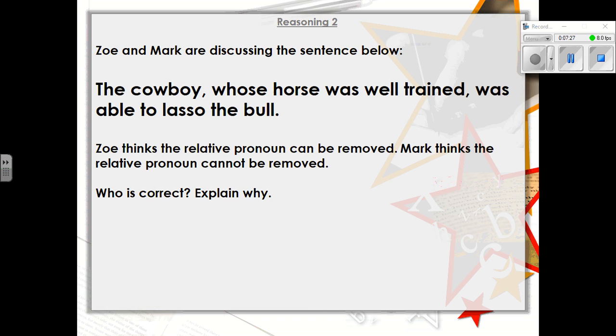Okay. Last one for me. Zoe and Mark are discussing the sentence below. The cowboy, whose horse was well trained, was able to lasso the bull. Zoe thinks that the relative pronoun can be removed, but Mark thinks the relative pronoun cannot be removed. Who is correct? Explain why. So just pause the video for me. And what I want you to do is have a look for the relative pronoun in the sentence, remove it and see if it would still make sense. And then you can tell me if Zoe is correct or if Mark is correct.